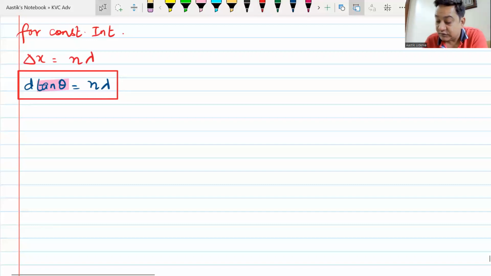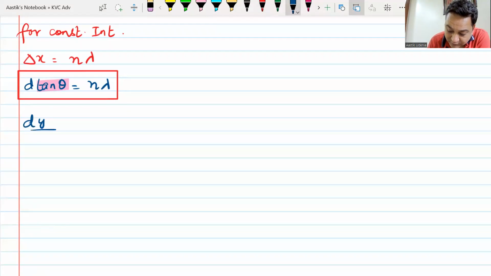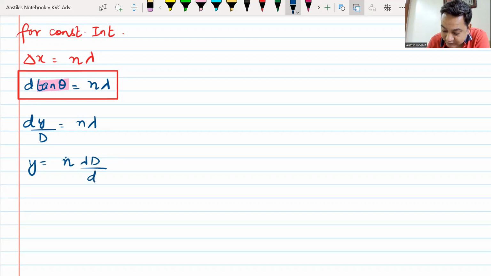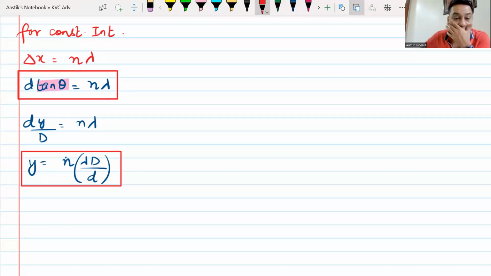So now I have d into y by D is equal to n lambda, or the position y will be equal to n into lambda D by small d. Do we understand this? Yes, sir. This will be the y coordinates of the centers of the bright fringes. Yes or no? Yes, sir. n is equal to 0, 1, 2, 3.